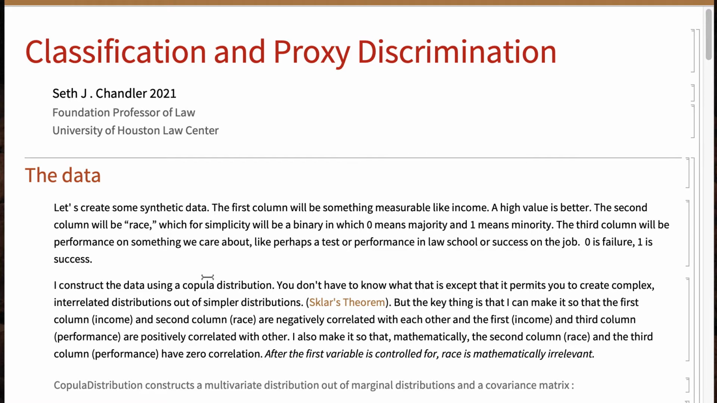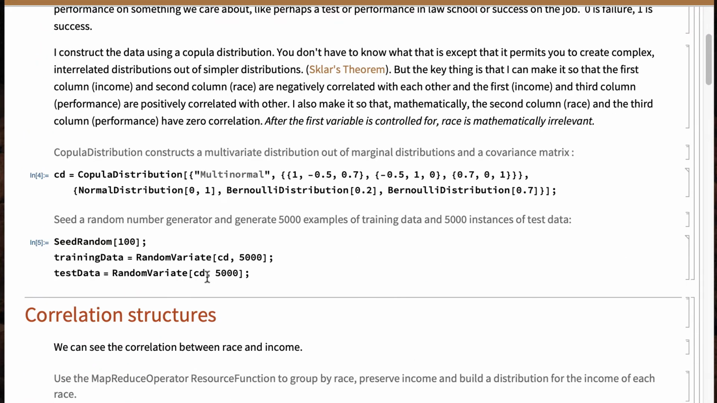Now I'm going to construct the data using something called a Copula distribution. You don't need to know what that is, except that it permits you to create complex interrelated distributions out of simpler distributions. But the key thing is actually that 0 right there and the symmetric 0 right there. What I'm going to do is say that high income and positive race, which means minority status, are negatively correlated, but high income and performance are positively correlated. And after you take income into account, race and performance have no correlation whatsoever.